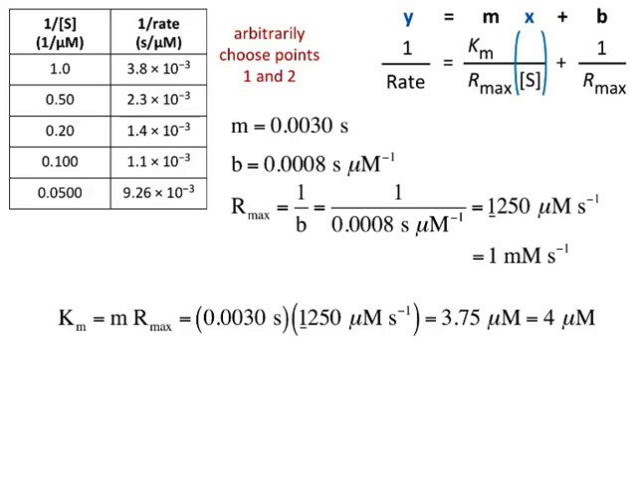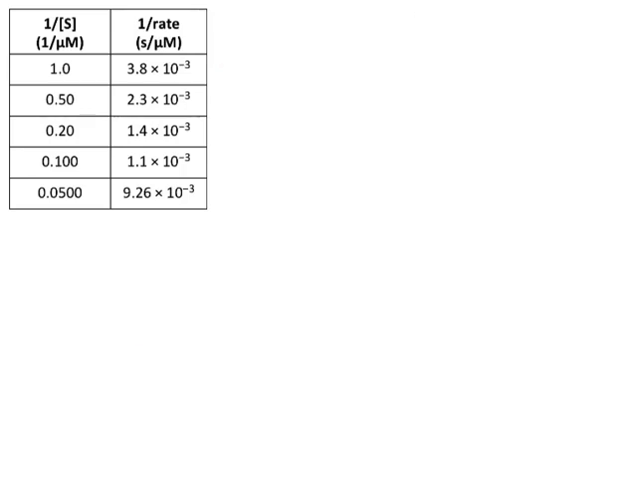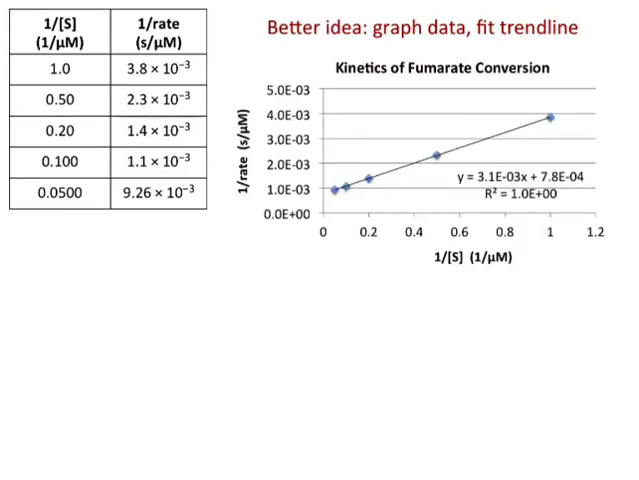Now, there's a large chance for error here because we only use 2 points. If there's some experimental noise in these points, then maybe you accidentally picked an outlier. You have no way of knowing because you just took 2 of the points and went to town. A better way to do it is to fit this data to a graph. Granted, this is hard to do on paper, easy to do on a computer. So let's take this data, plot inverse rate versus inverse substrate concentration, fit a straight line to this, and then get the slope, intercept, and the r squared. Now this is fake made up data, so the r squared is 1. In all likelihood, when you measure this experimentally, your r squared is not going to be 1.